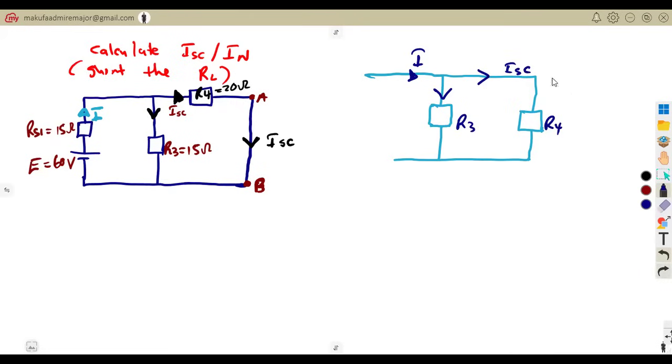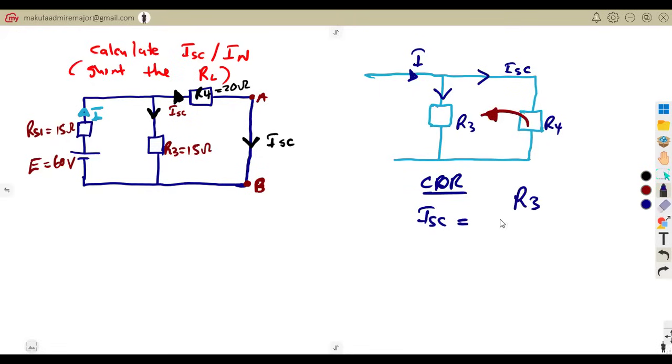So meaning to say, in order for you to have that short circuit current using your current divider, what are we going to say? The short circuit current, which is our IN, is going to be taken from what? Current divider, you use the opposite. It is flowing in this resistor, the current that you want. But you use the opposite resistor on top for the current divider rule.